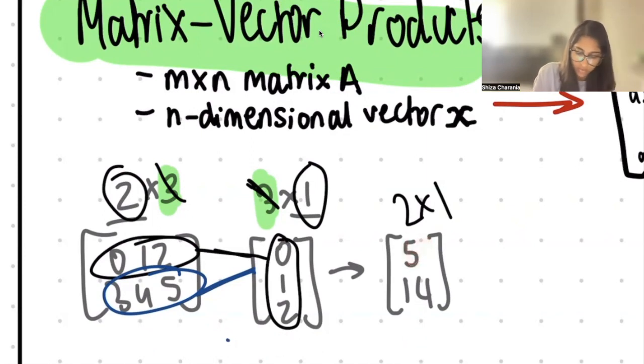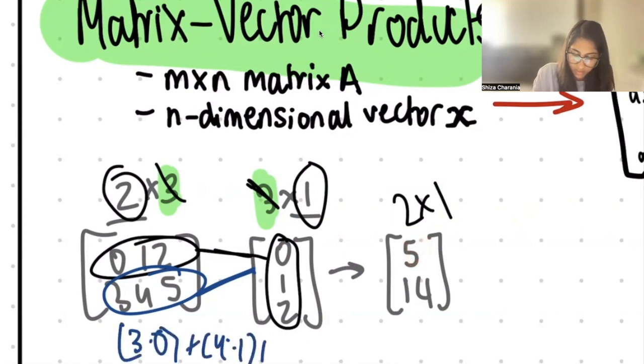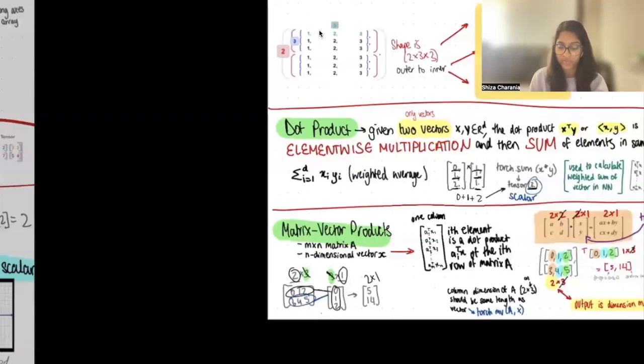And then if you wanted to do it with this row, 3 times 0, 4 times 1 plus 5 times 2. And that equals 14. So that's how you get the second number. And that's how you do matrix vector products.